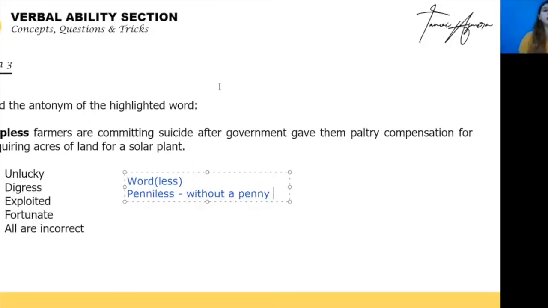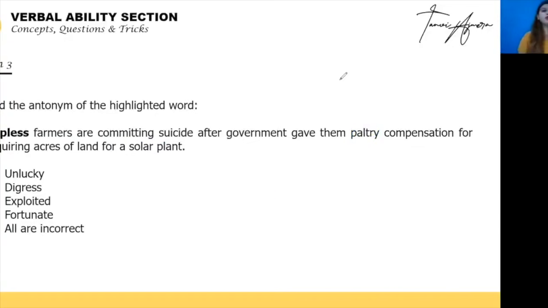Now, if you look at the other parts of the statement, you have something where they say committing suicide, okay? Now, if someone is happy, someone is in an okay situation, if everything is all right, in that case, nobody is going to commit suicide, okay? Paltry basically means very small sums, very meager amount, hardly anything. That's what paltry compensation means. So basically, farmers are committing suicide. Why? Because they are being given only a very, very small amount in comparison to the acres of land that they have given up for a solar plant. Okay, that's what it means.